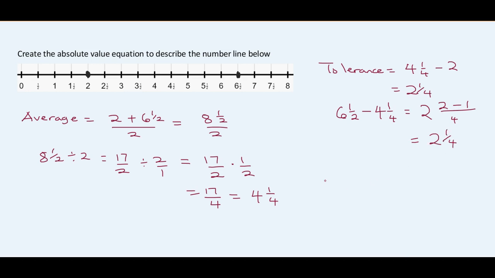So our absolute value equation is going to be the absolute value of x minus our average, 4 and 1 over 4, is equal to our tolerance, which is 2 and 1 over 4.